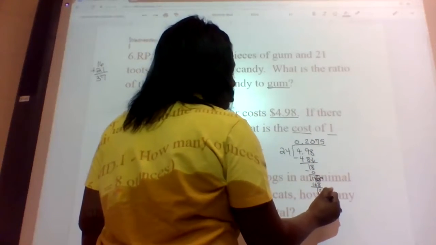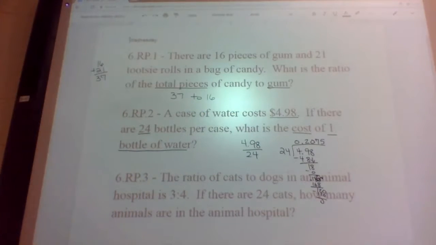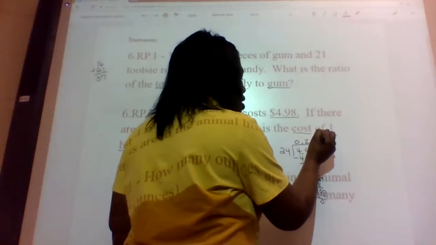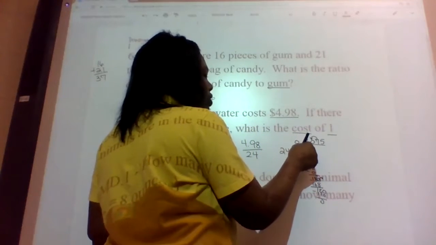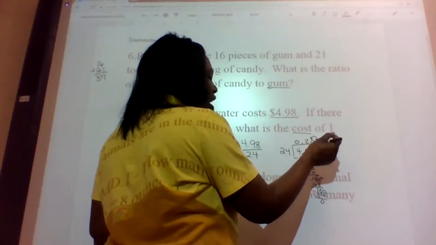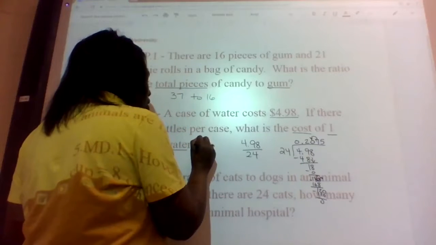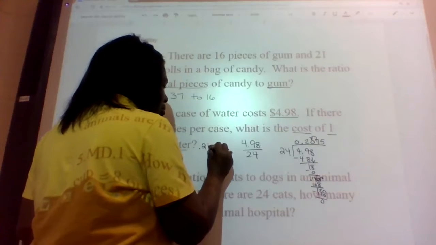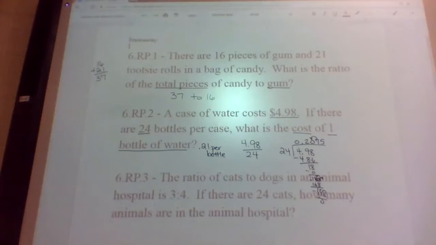Yeah. All right, but we're talking about money, right? So since we're talking about money, we only need 2 numbers behind the decimal, so we're going to round to the second spot. So I'm going to look at the third number and round the second number. Decimal point 2075. The 7 makes the 0 become a what? 1. So it is 21 cents per bottle. Okay, 21 cents per bottle.